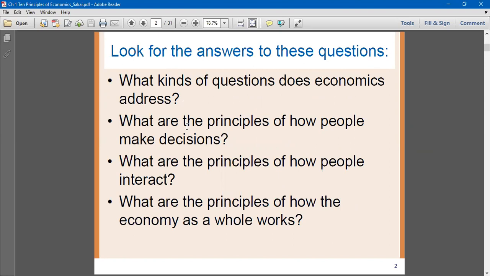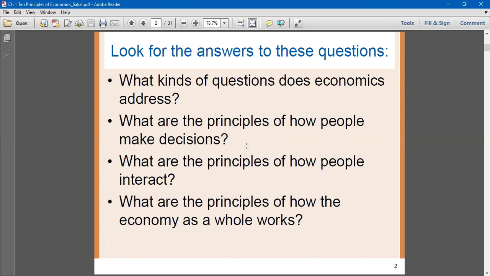Questions like what kinds of questions does economics address? What questions do we actually look at in the field of economics? And then what are the principles of how people make their decisions? So when it comes to economic decision making, how do they make such decisions? And then how do people interact? Okay, how do the various economic agents interact?